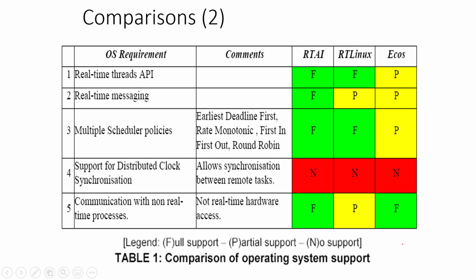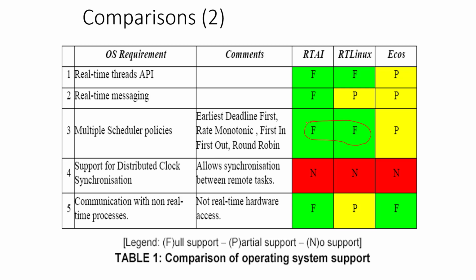So if I were to do a comparison, let us do it on this basis: F, P, and N, where F is full support, P is partial support, and N is no support. So coming to the real-time threads API, all three of them, RTAI, RT Linux, and eCos, have a lot of support. eCos has slightly lesser support. Real-time messaging, quite similar. Multiple scheduler policies. RTAI and RT Linux have, of course, full support for multiple scheduler policies, but eCos in that case is slightly lacking, in the sense it's partial.